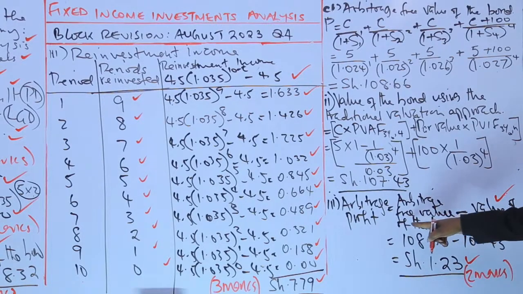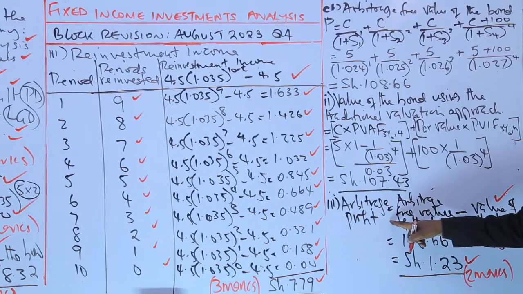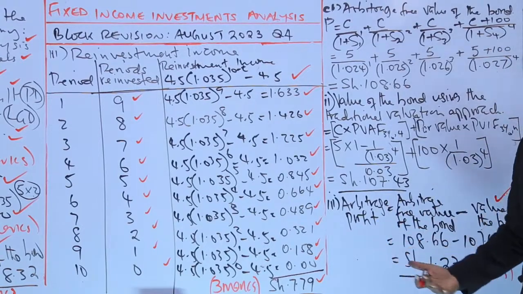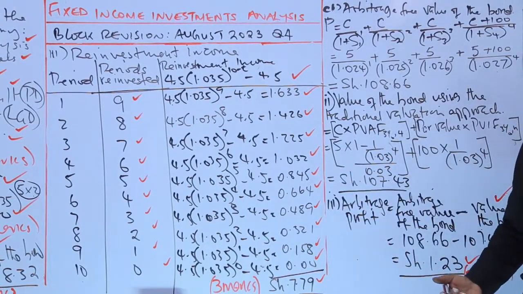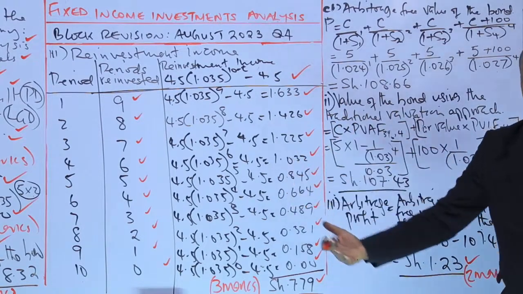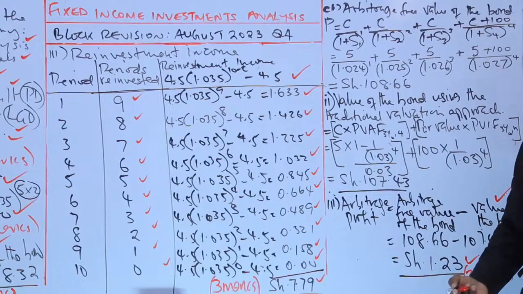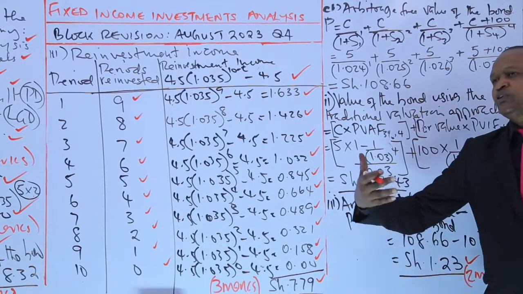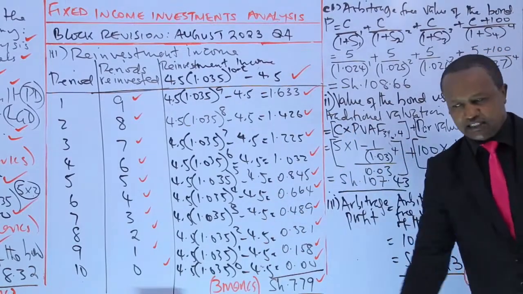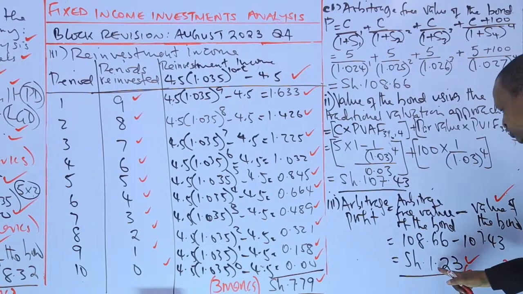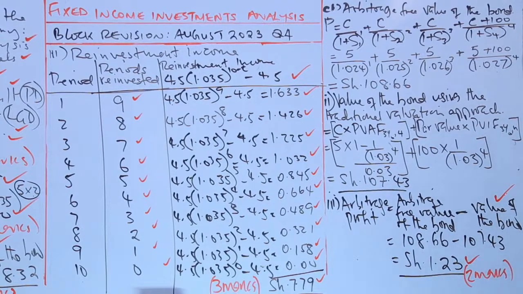Now, candidates, the arbitrage profit refers to the profit made by exploiting the price difference of the same or similar asset in different markets. It is the profit that is made by exploiting price differences, and it capitalizes on temporary market inefficiencies where an asset is priced inconsistently across the markets. That is the arbitrage profit, and in this case it is just 1 shilling and 23 cents.